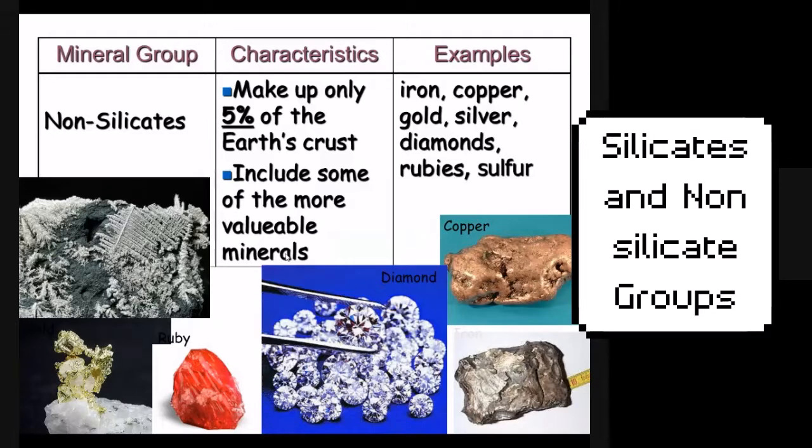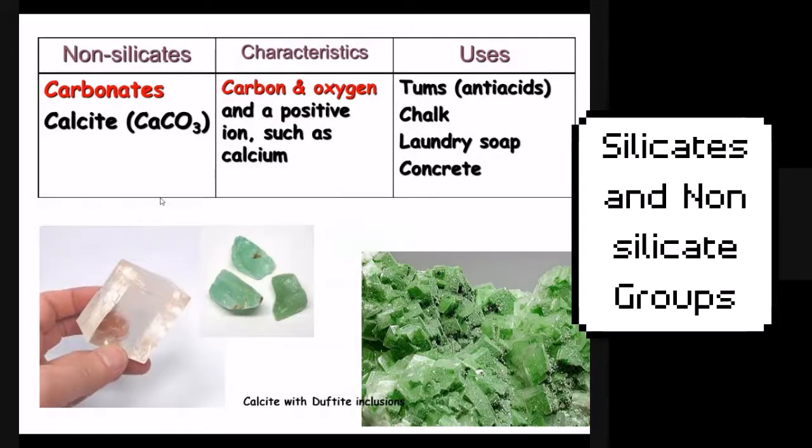Let's take a look at the non-silicates. We're going to break that category down into multiple other categories. The first category is carbonates. Carbonates contain calcite. So here is some calcite right here. Here's some calcite, there's some calcite, there's some calcite on your screen as well. And basically the carbonates contain carbon and oxygen. Sometimes they have other elements like calcium.